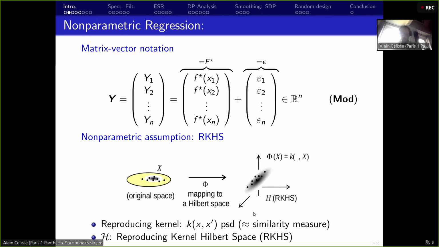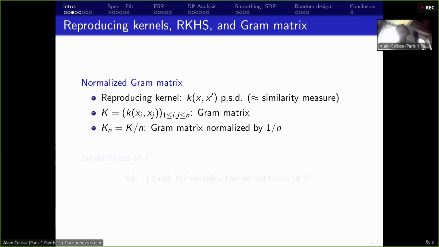Then, as soon as I've done that, it gives rise to the classical Gram matrix, capital K here, which is simply the matrix of the evaluations k(xi, xj) for all i, j between 1 and n. So it's an n times n matrix. And I will consider the normalized Gram matrix Kn, so it's K divided by n, the sample size. At this stage, what I can say is that I choose a kernel K, and this choice, as it's written on the slide, will encode the amount of smoothness of the function f star I'm trying to approximate. So this choice of K is not made for free. It's because indirectly it encodes some smoothness assumption I will make on f star.